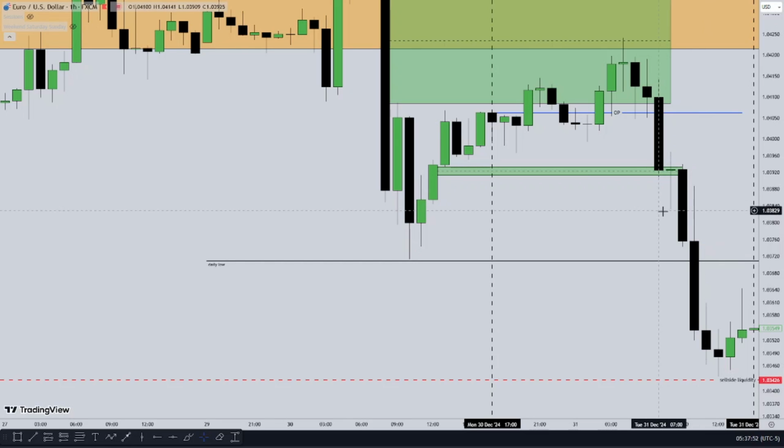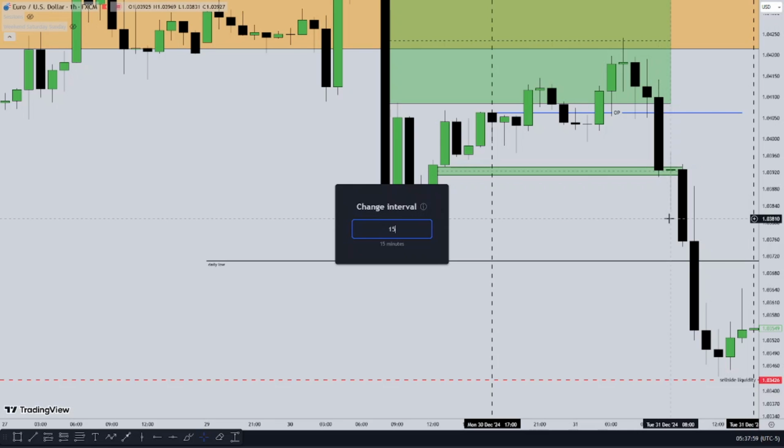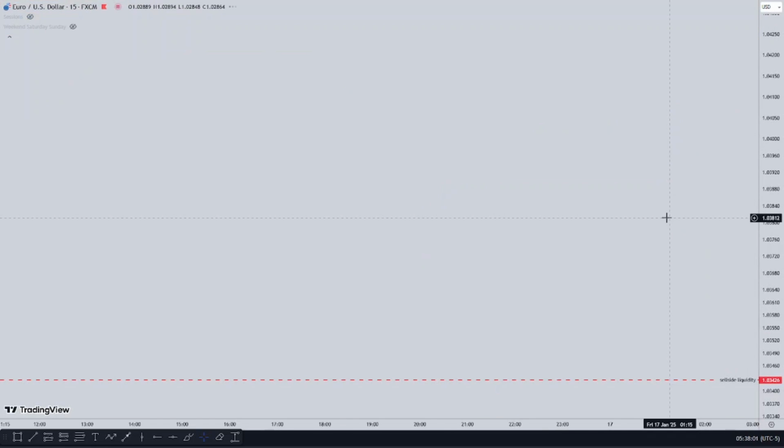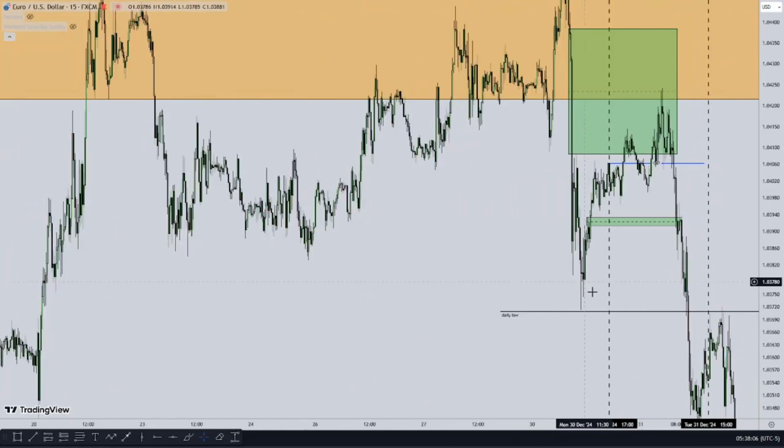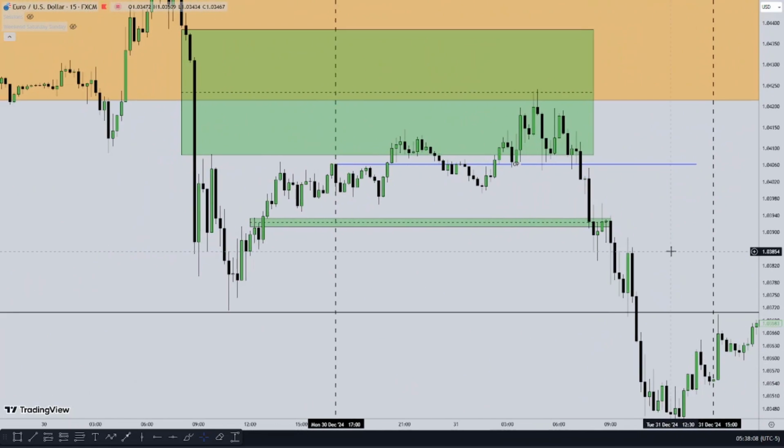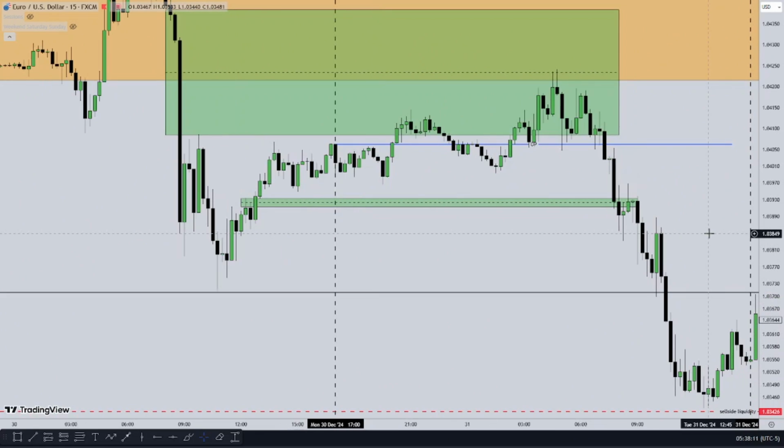Now it's time for us to go to the 15 minutes and apply structure and session. Let's go to the 15 minutes. Now in this 15 minutes, you can see the trend clearly. Opening price traded to the mid-range of the 1 hour fair value gap, respected it, shift in market structure. You can see the shift in market structure.